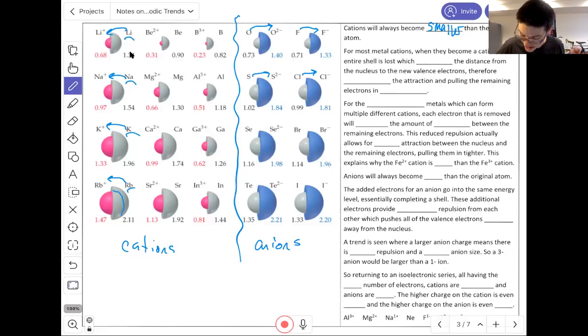Reasons. For most metal cations, when they become a cation, an entire shell is lost. And if you lose an entire shell, that means you are now going to decrease the distance from the nucleus to your valence electrons. And decreasing distance does what to your attraction? Increase or decrease? Increase. Decreasing the distance increases the attraction. More attraction when you're close together. And if you increase the attraction, that pulls all the remaining electrons in closer.